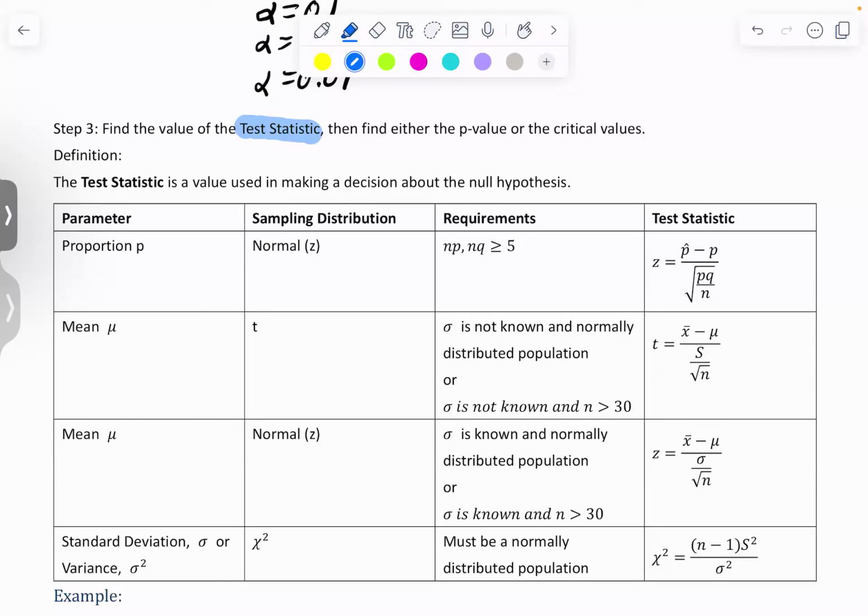And the formulas for finding those are right here on the right. So you see z equals, t equals, z equals, and chi-squared equals. Now, the good news is, even though right now we are going to use these formulas, when we actually do hypothesis testing, most of these are already built into the calculator, and it will do all of this for us. All of them except the standard deviation or variance, the chi-squared that you see down there, n minus 1 times s squared divided by sigma squared. That one we're going to have to manually do. But right now we're going to manually do all of these.